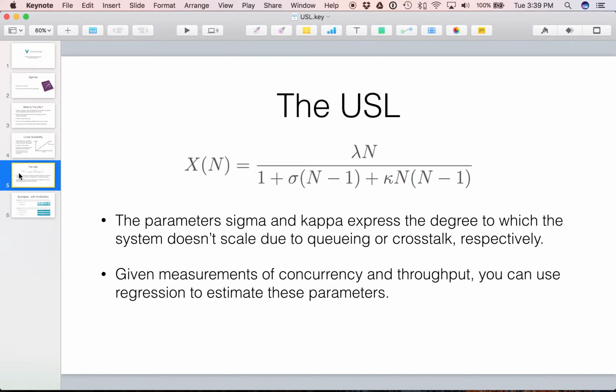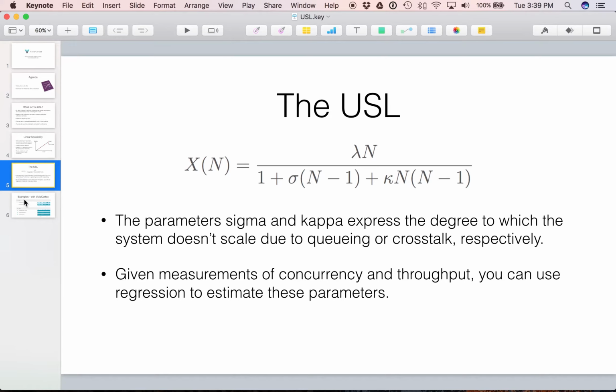The USL itself is not a terribly complicated equation. On the left-hand side of the equal sign, it's throughput for a given size or load, that's n. And on the right-hand side, you've got a couple of parameters. The important ones are in the denominator. There's sigma, which is the coefficient of serialization. That expresses how much queuing delay your system experiences. And then there's kappa, which is how much crosstalk, that is the shared coherency of data that needs to be communicated between systems, or other kinds of cross-node or cross-worker unit synchronization.